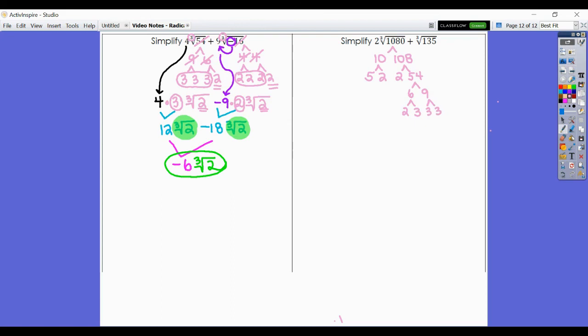I know when to stop when I have all prime numbers, which means that the only factors left are the number and 1. Cancel out everything we simplified: the 1080, the 10, the 108, 54, 6, and 9. It has 3 as my index, so I need 3 of a kind for it to come out. I have 3 3's and 3 2's, but only 1 5 that I can't break down anymore, so it's left inside.